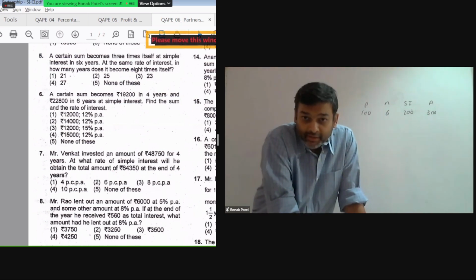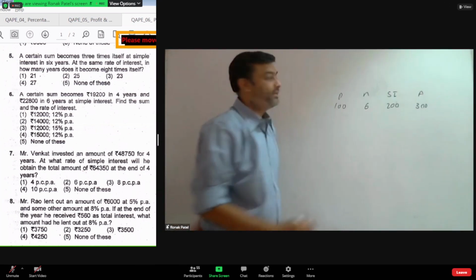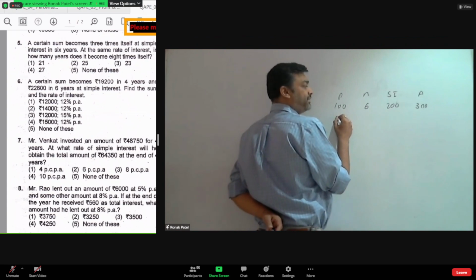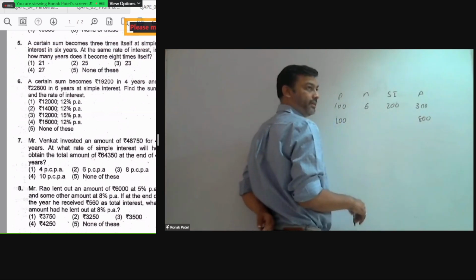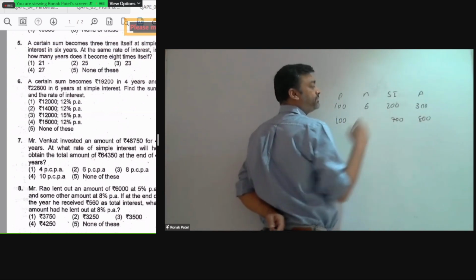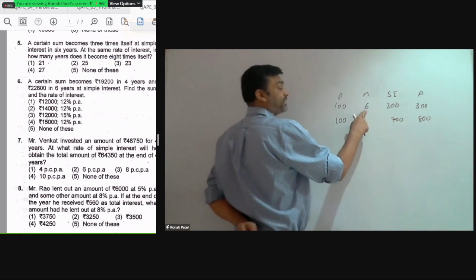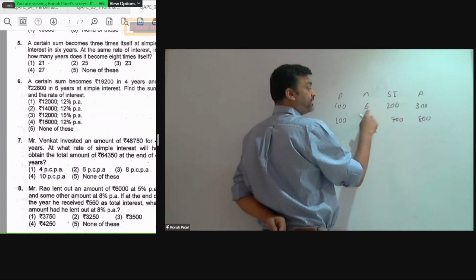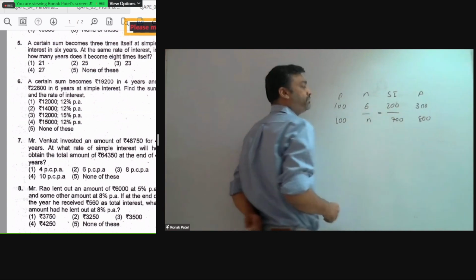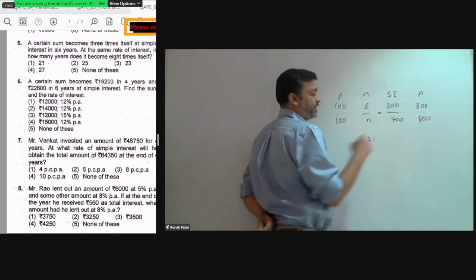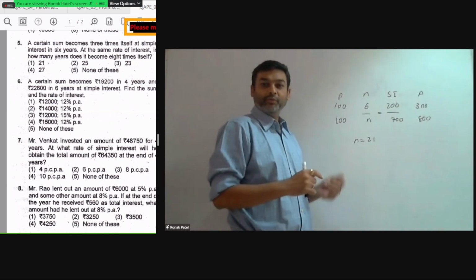So at the same rate of interest, in how many years does it become 8 times of itself? 8 times of itself means principal is 800, right? And amount will be 800. That means your simple interest will be 700. Simple interest, how much? It is 700. So I'll use this simple equation. For 6 years, to get 200 simple interest, and for 700, how much? I'll keep just n, and I'll take a ratio. So n will become 21.